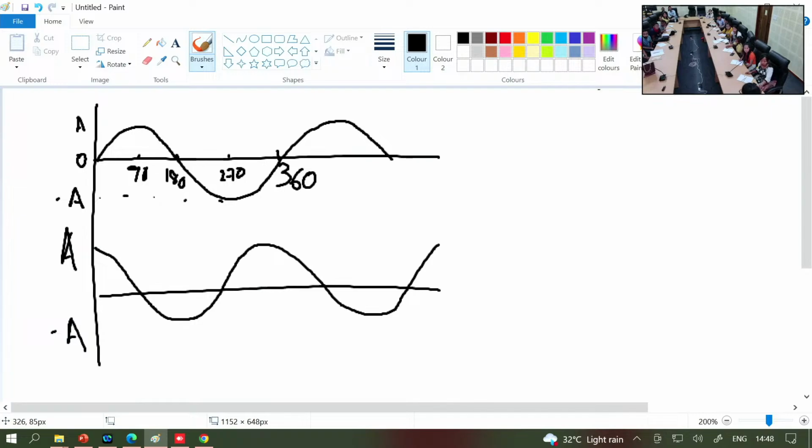Clear for everybody? Suppose I have another normal wave, starting from somewhere over here, starting from the bottom. What will the phase be? Guess?